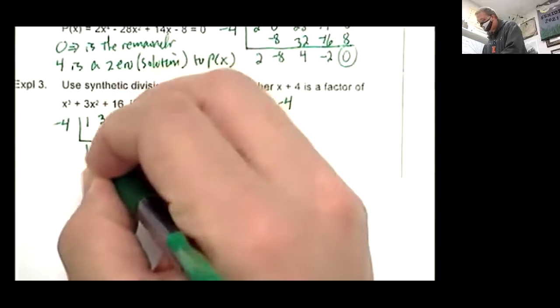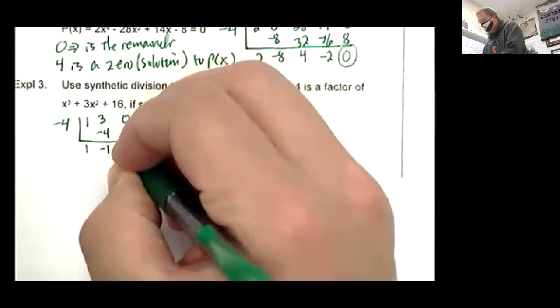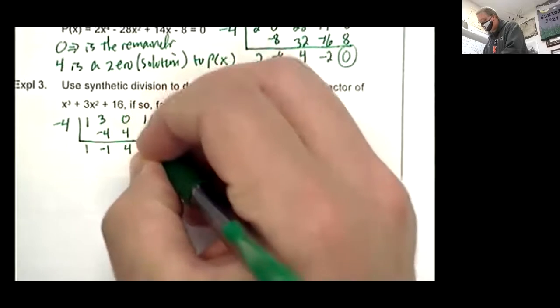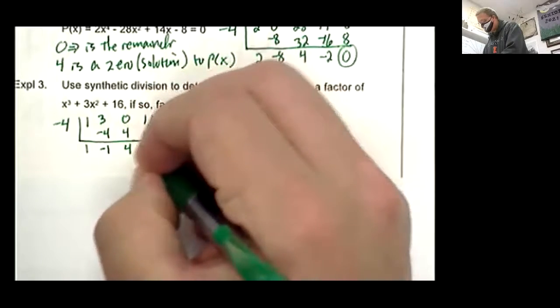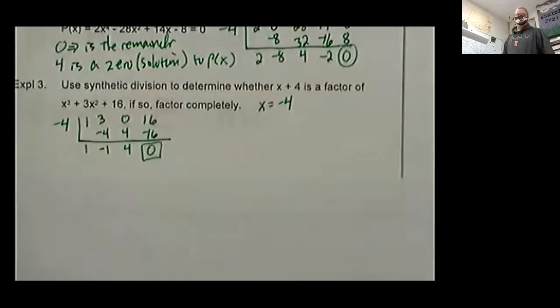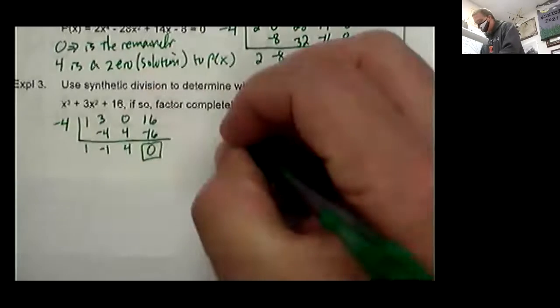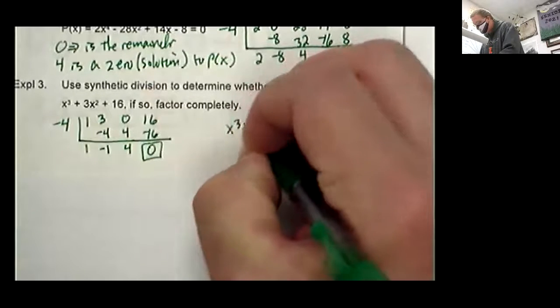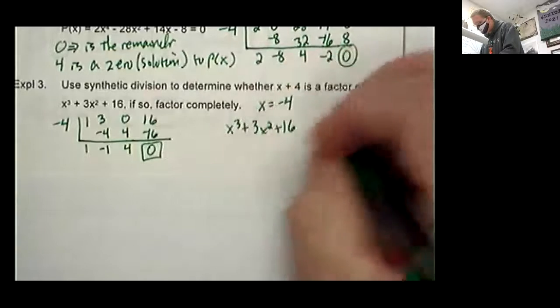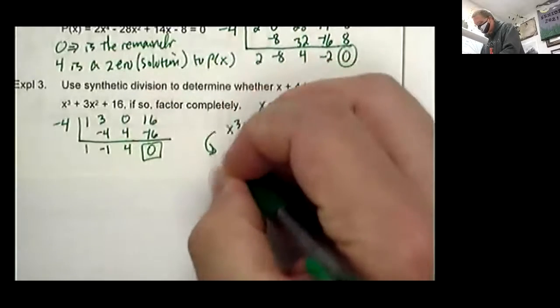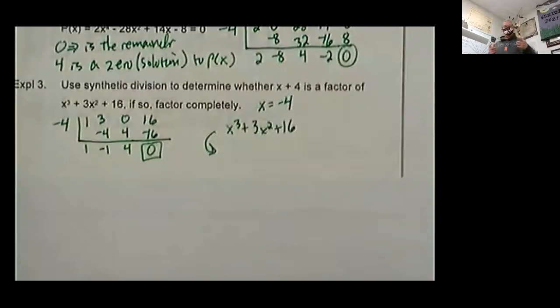The first number drops, that's our 1. 1 times -4 is -4. Add is -1. Times -4 is 4. Add is 4. Multiply is -16. There's our remainder of 0. Now the neat thing, our original polynomial, x cubed plus 3x squared plus 16, is going to factor. And we just found a way to factor bigger polynomials.